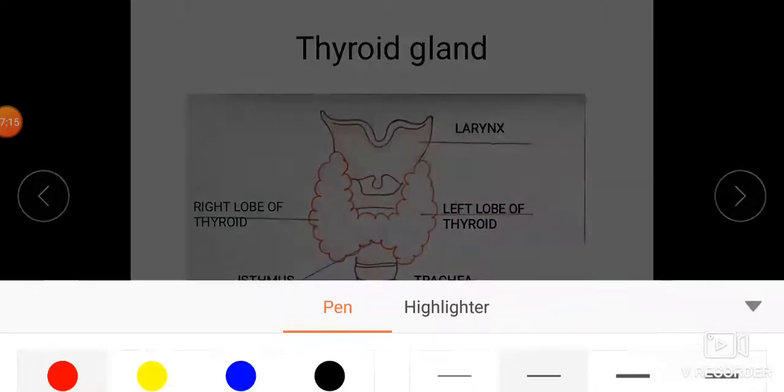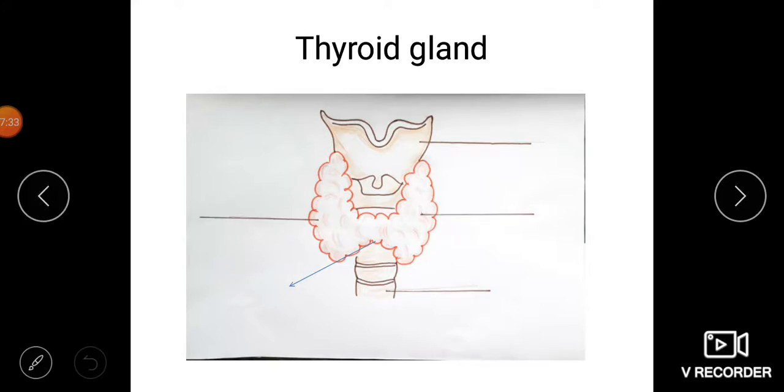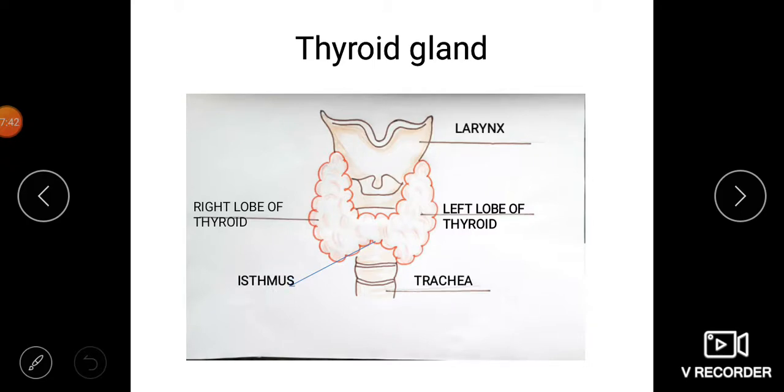We have the larynx, then we have the right lobe of thyroid, left lobe of thyroid, the trachea and the isthmus. The larynx, left lobe, right lobe, non-secretory band, the isthmus, and of course the trachea. Those are the major points which you have to label in the structure of thyroid gland.